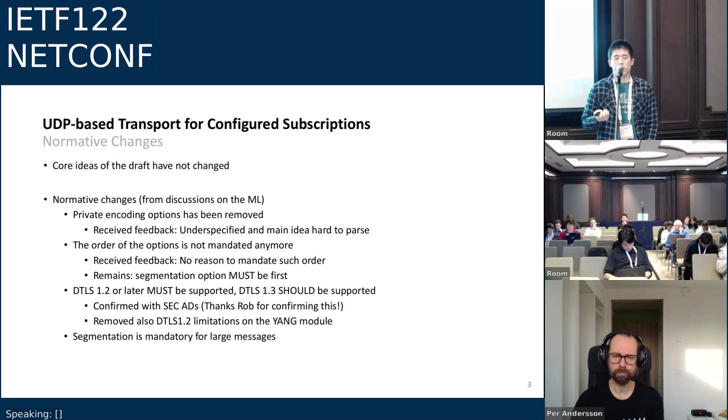However, something that remains is that the segmentation option must be the first option on the UDP-notif. We have relaxed the mandating of DTLS encryption. I would like to thank Rob for discussing this with the SEC ADs. So far, the feedback was that DTLS 1.2 and later must be supported, and DTLS 1.3 should be supported. So we have removed all the DTLS 1.2 limitations from the document and also from the YANG module. And then at the end, it is mandatory for large messages on UDP-notif.